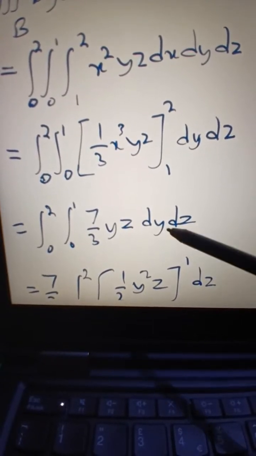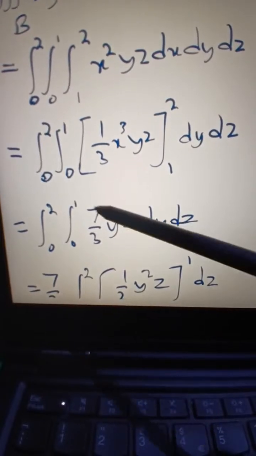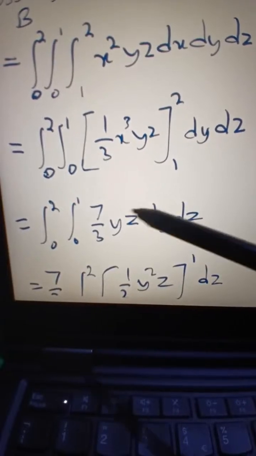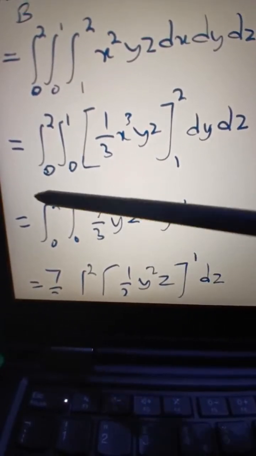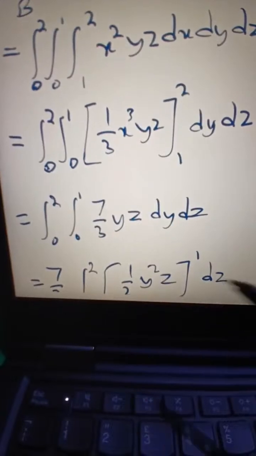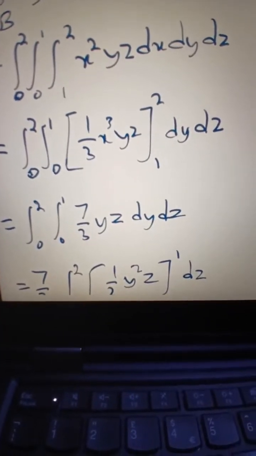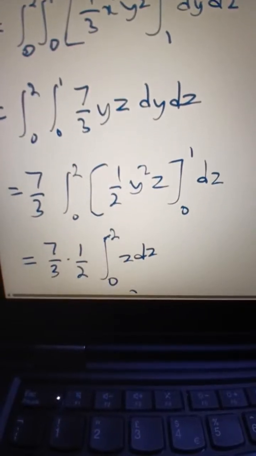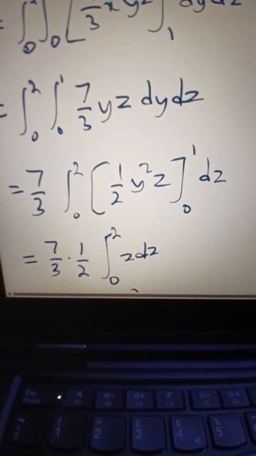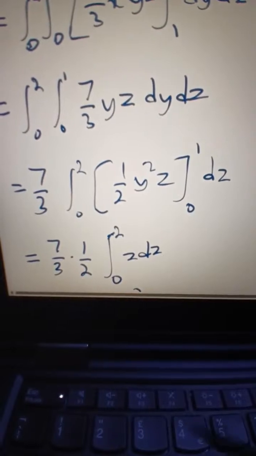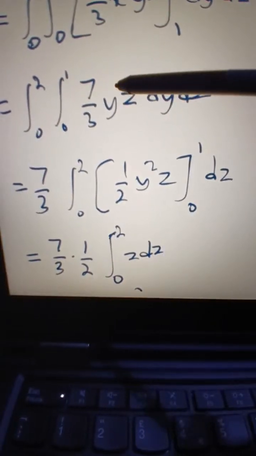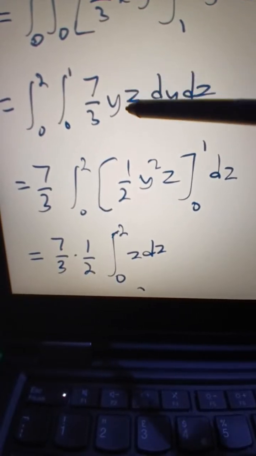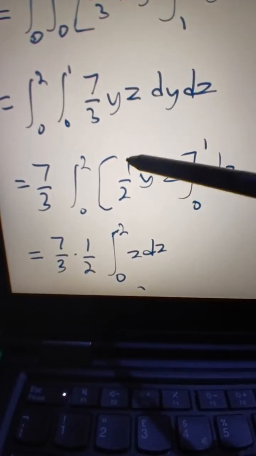Now we are going to pick our dy with this integral, and then we work on that. Because we have 7 on 3, that is a constant, we take it out. That takes us to the next step where we have our 7 on 3 out. This time we are doing the integration of y, so we add 1 to the power, we get y squared, and then we divide by 2. That took us here.